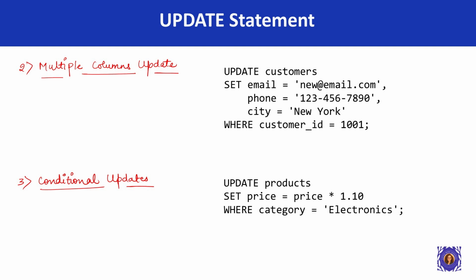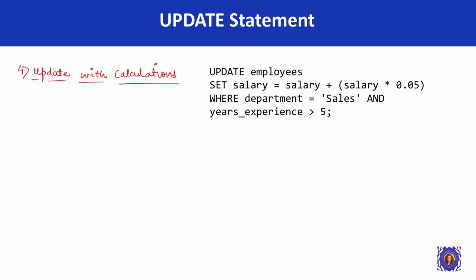Conditional updates allow you to apply changes to a group of records that meet certain criteria. For instance, to increase the price of all products within a specific category, like electronics, you would update the products table, set the price to its current value multiplied by a factor, and apply a where clause based on the product category. Updates can also incorporate calculations, enabling dynamic adjustments to data.